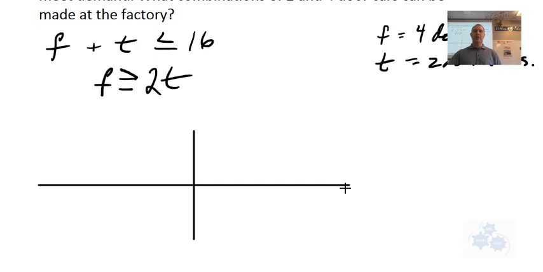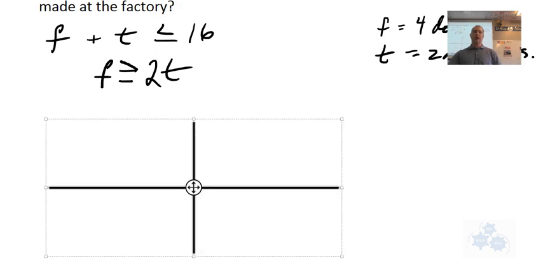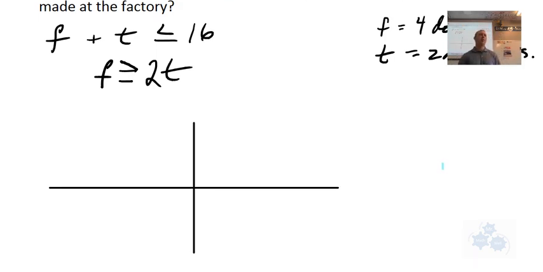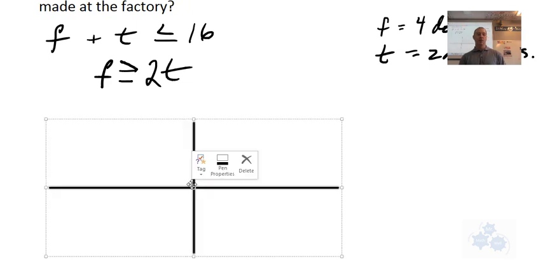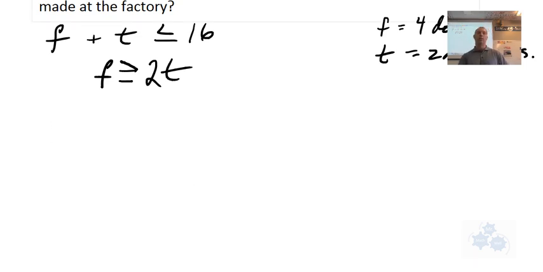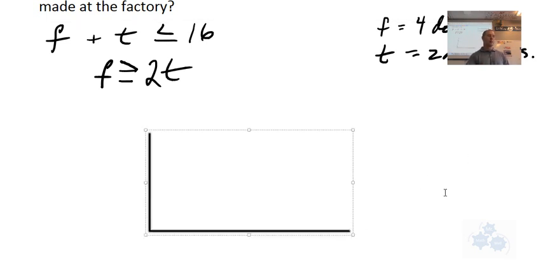Okay, so what's our domain? When we set up our coordinate plane, what's our domain? Can we have negative numbers for any of these variables? No, we can't make a negative amount of cars, right? So we don't need negative x or negative y on this coordinate plane, or negative f or negative t. So right away, you can start to simplify things by just using the positive domain for each of these variables.